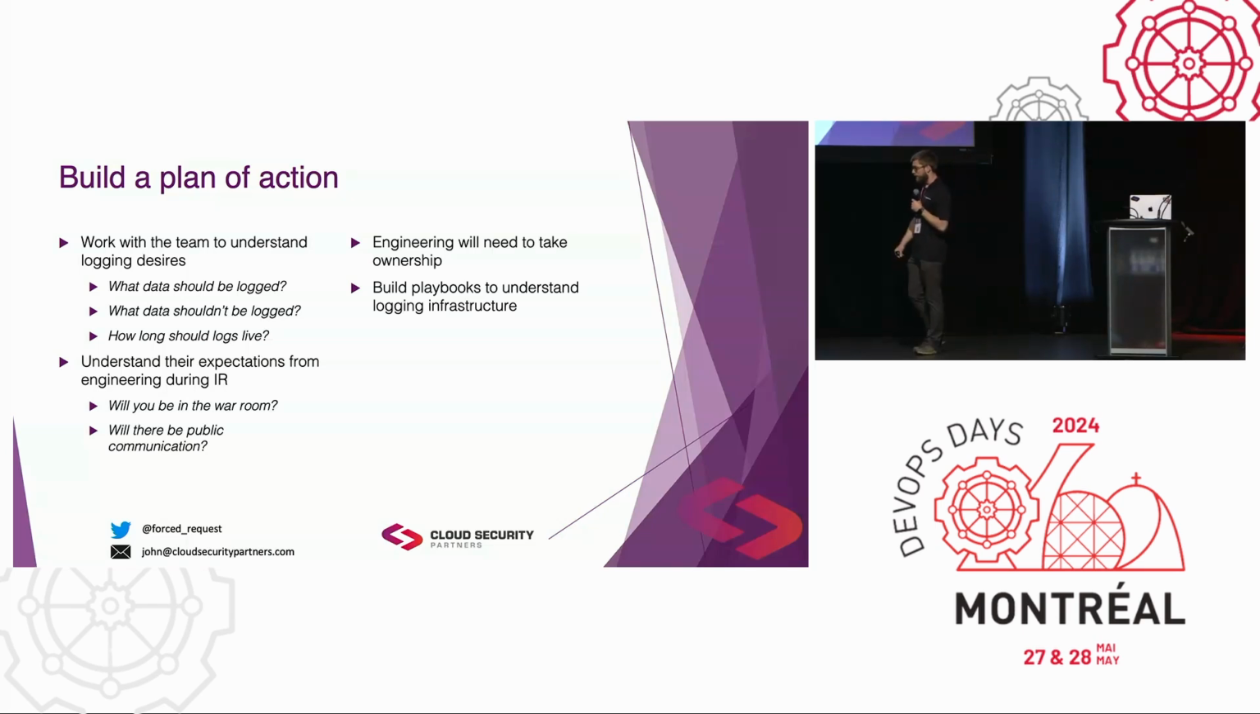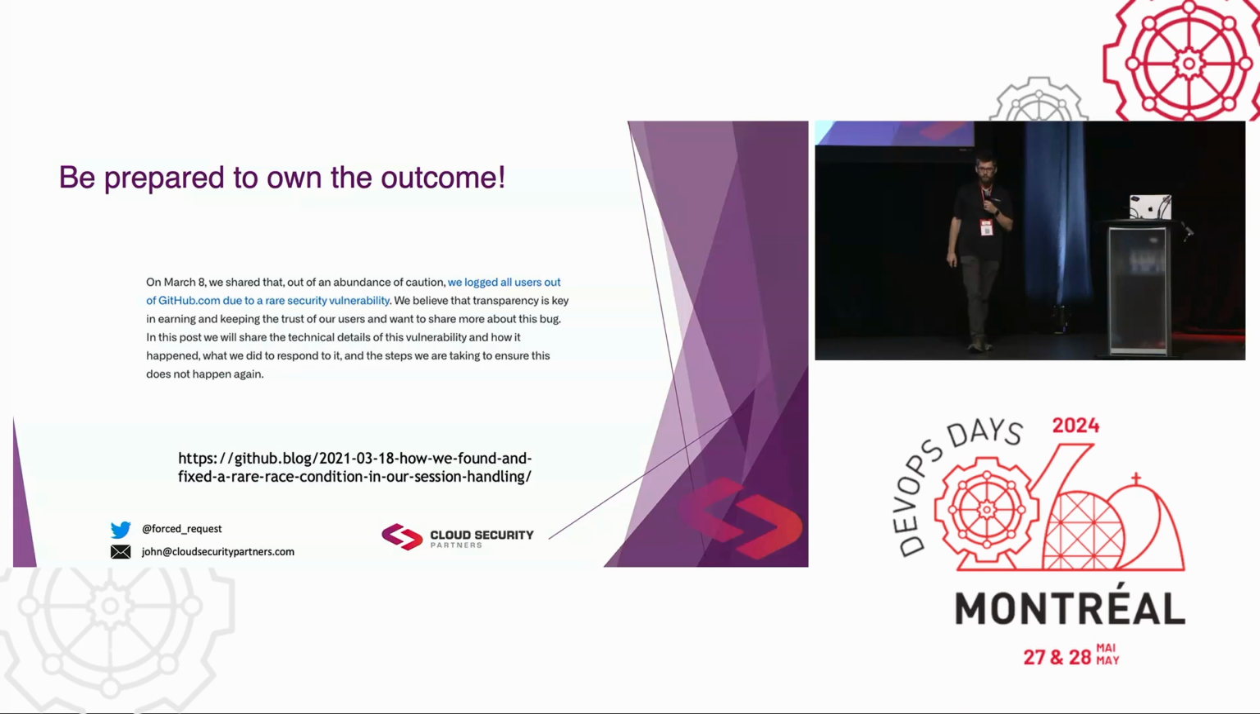Because bringing a junior engineer into a war room and then expecting them to communicate with the CTO of the company, that's going to put a lot of pressure on them. But if they know ahead of time, that's something they can prepare for. So public communication is the other big one. Are you going to have to release something publicly? This changes things quite a bit. So I want to give you an example.